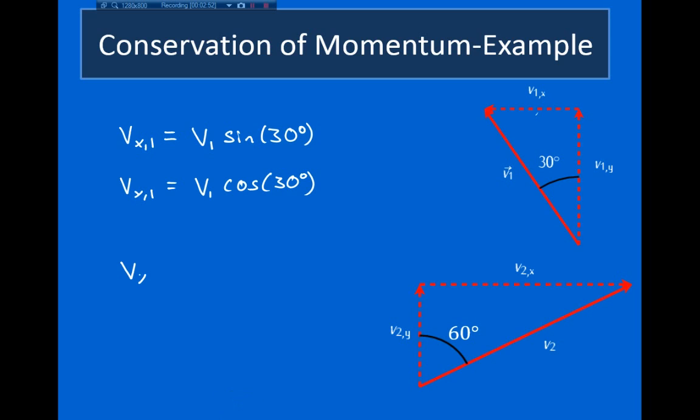Now looking at the x component of v2, we can see that this is opposite the angle of 60 degrees. So this will be v2 times the sine of 60 degrees. And we can see that the y component of v2 is adjacent to the angle of 60 degrees. So we have that vy2 is going to be v2 times the cosine of 60 degrees.